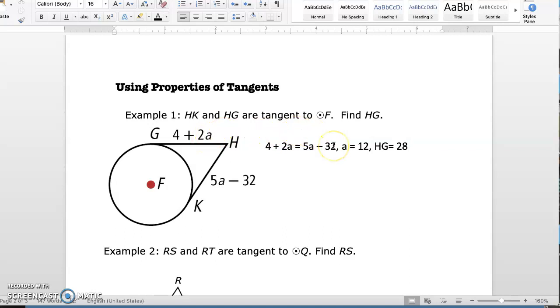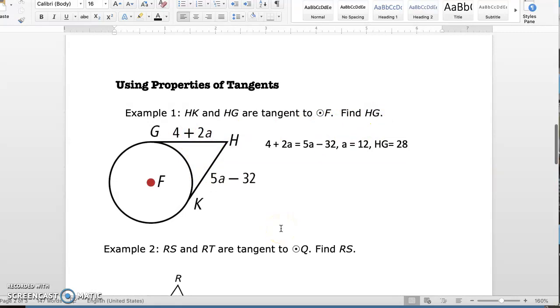Please make sure you read the directions for any homework because it might say just find the value of A, or it might say find a specific tangent length. So just be aware of what it's asking for.